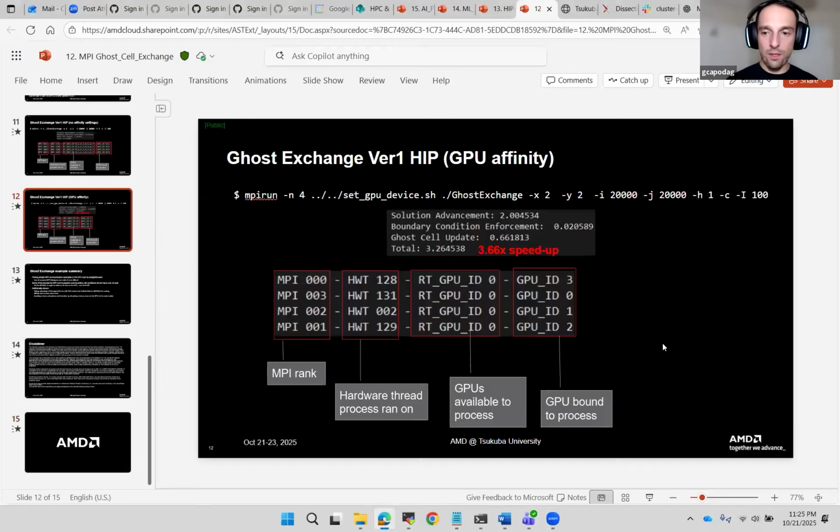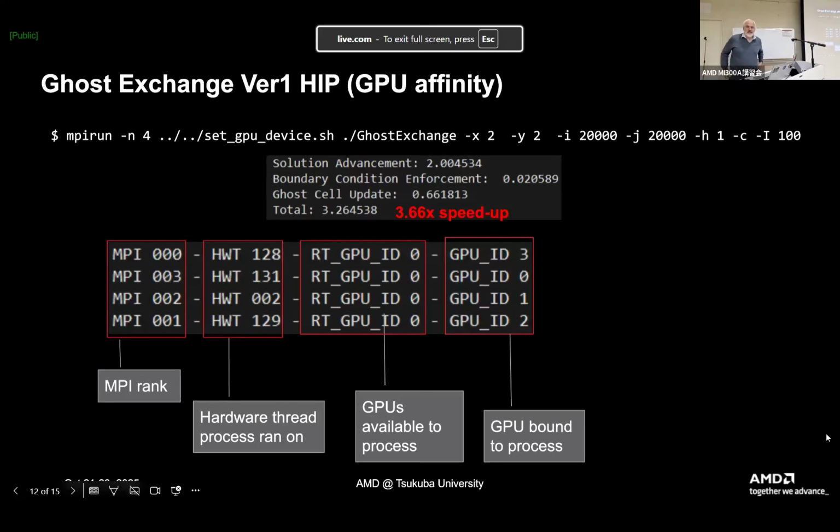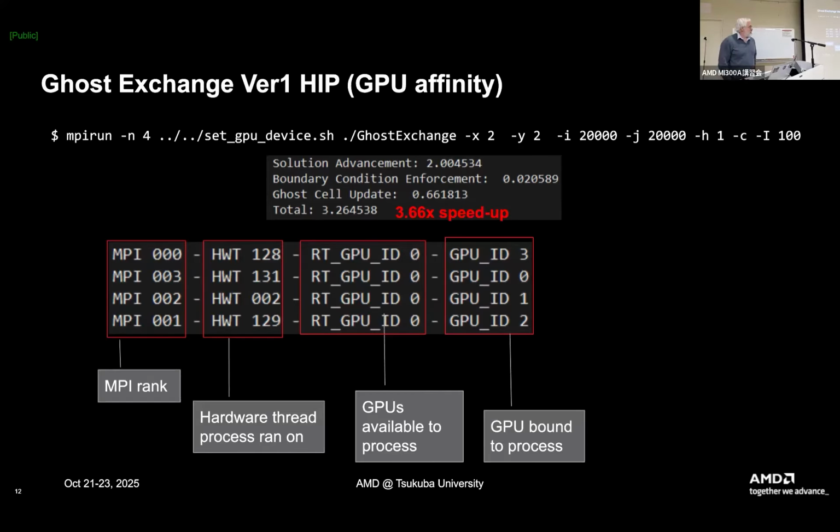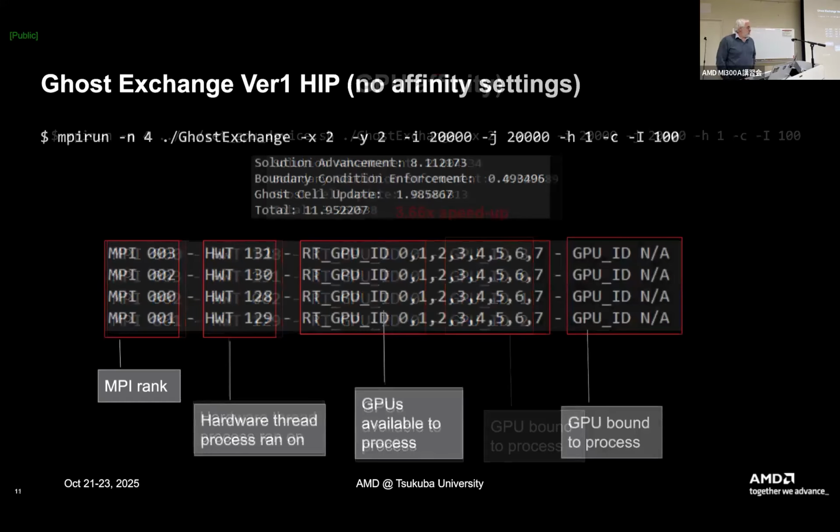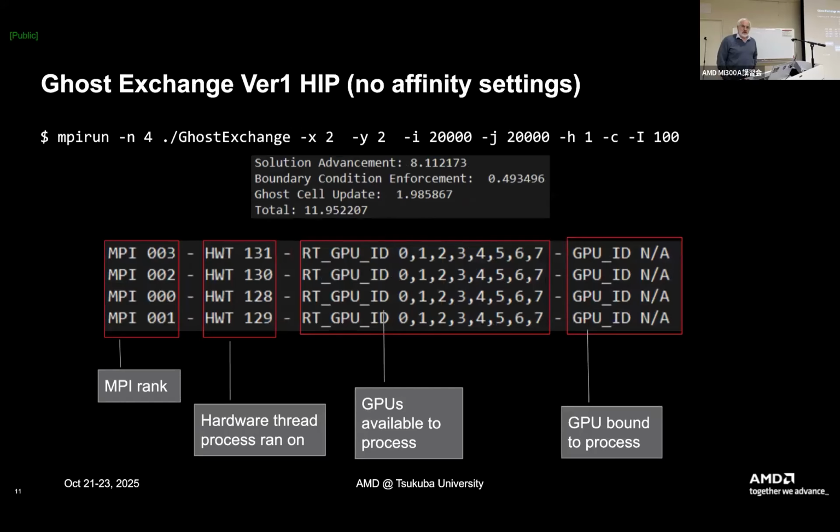Sorry, you just want to see the slide, or you would like me to pull the script? Okay. I just didn't understand what became shorter was the solution advancement, not the boundary condition enforcement. Right. What is happening here, and this is a very good question, is if you go back a slide, all the GPUs are available to each MPI rank. So they're all running on GPU 0.